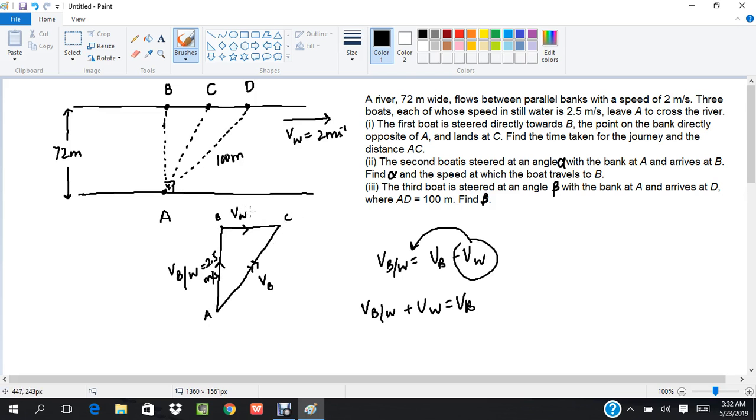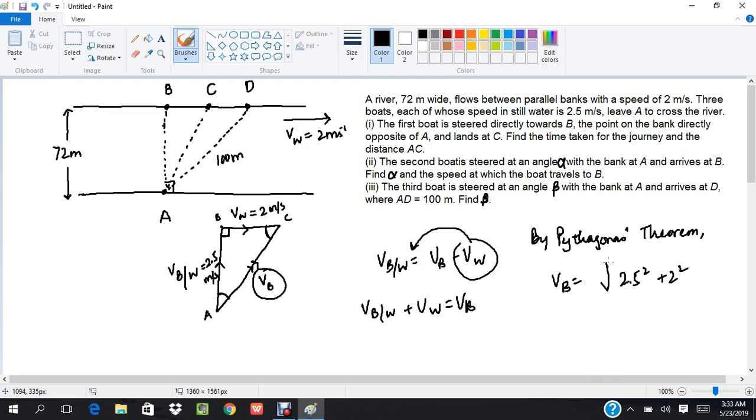Now we know the velocity of water as well. The velocity of water is 2 meters per second. So this is 2 meters per second. So this is my triangle of velocities. Using this triangle of velocities, because this is a right angle triangle, there are a number of things I can find out. I can find out this angle, I can find out this angle, I can also find out the velocity of B. So we can find the true velocity of B by simply using the Pythagoras theorem. So by Pythagoras theorem, velocity of B would be given by the square root of 2.5 squared add 2 squared. And the answer is square root of 41 upon 2 meters per second. For now, we'll keep the exact value with us.